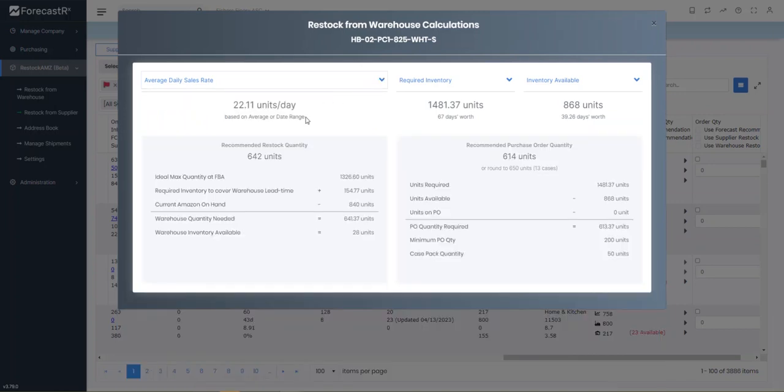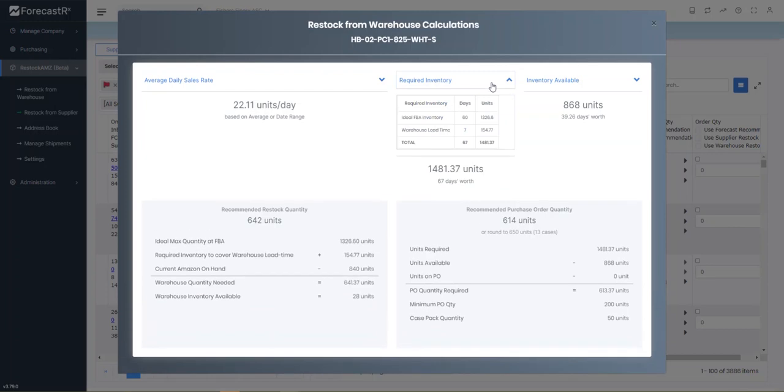This average units per day is going to factor into your required inventory over the period. Since this is restocking from your warehouse, you're going to see your ideal FBA inventory target days along with the lead time set for your local inventory. And then we'll come up with the total units you would need over this period.